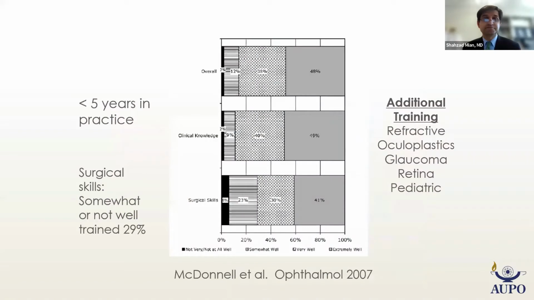We also know from those who are in practice, this is a survey from the American Academy of Ophthalmology of those in practice less than 5 years, that nearly a third felt that their surgical skills were somewhat or not well trained. And they asked for additional training, or felt like they needed additional training in a wide variety of surgical areas.